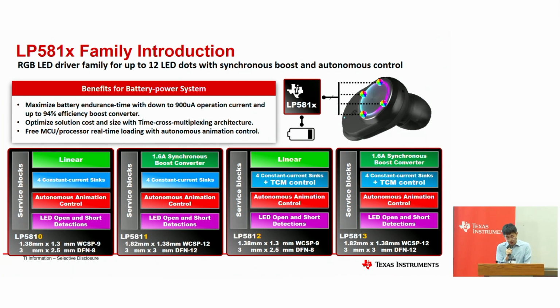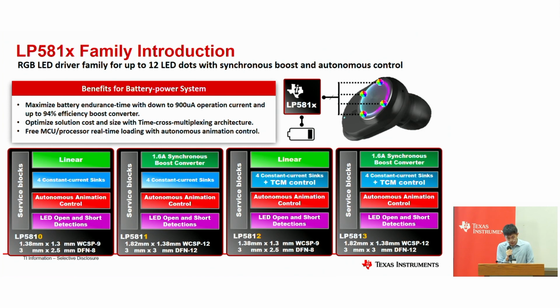The second one is that we are optimizing solution cost and size with what we call the time cross multiplexing architecture. Also, we'll have a single one-pager to introduce this. What is the time cross multiplexing architecture? With this architecture, we're able to fit this new driver in a very small package. You can see down below, we can fit it into a 1.8 times 1.4 DSBGA 12-pin package, especially for those like TWS speakers, which usually don't have enough PCB size for the design. This kind of chip can be really helpful when you're designing with a limitation on PCB size.